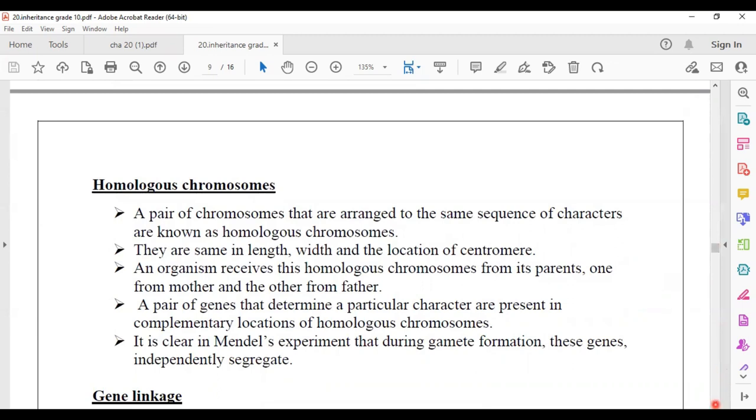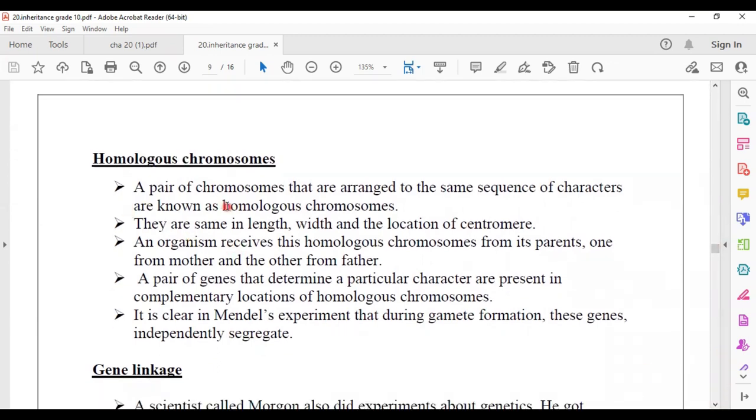We'll see the homologous chromosomes. It is also another important thing. A pair of chromosomes, as I drew, this is one chromosome and this is another chromosome, that are arranged with the same sequence of characters. They are the same size. The length of the strands is also the same. The same characteristics are arranged together in both chromosomes. They are the same in length, width, and the location of the centromere. The centromere is this mid circle of the chromosome.